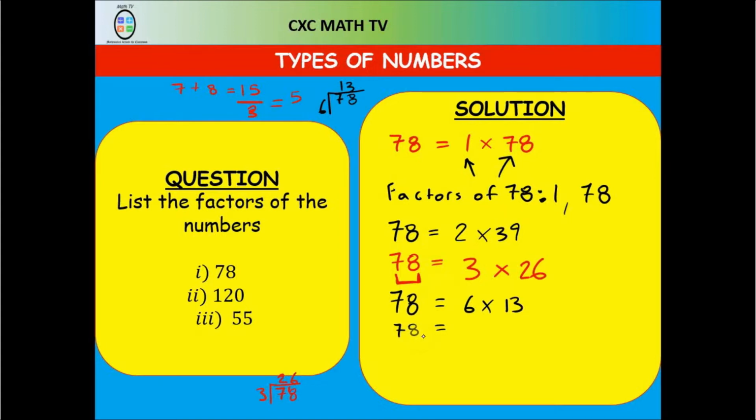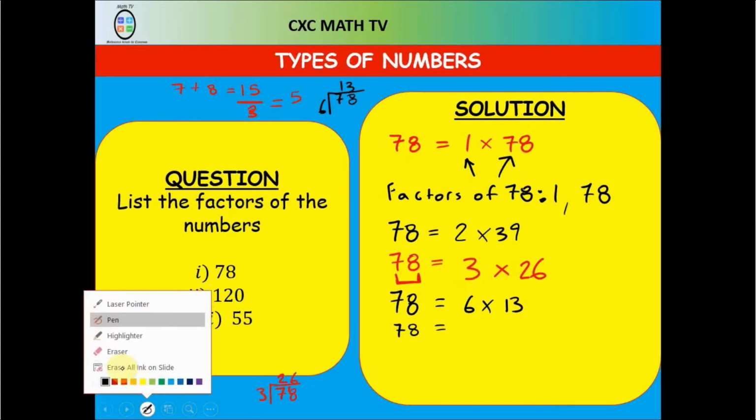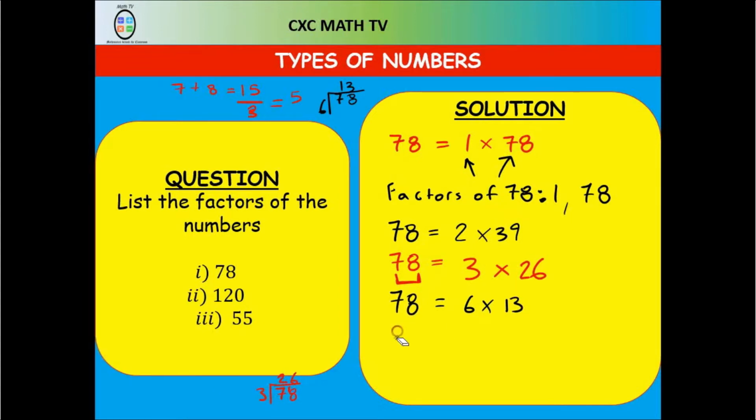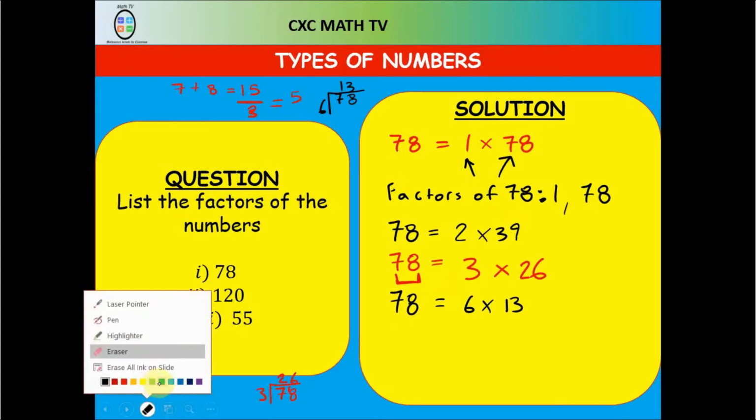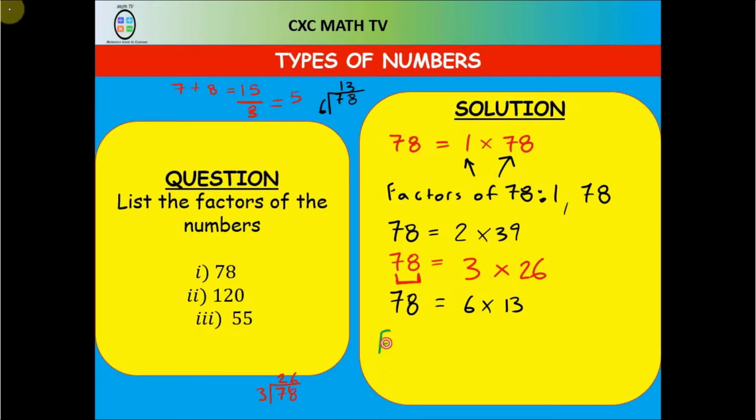Alright, and so what do we realize? We've gotten all the factors. Alright, we've gotten all the factors. So therefore we can list out all the factors now of 78. So the factors of 78 are, listing them out. I'm going to list them in ascending order. I like to start from the smallest to the highest.